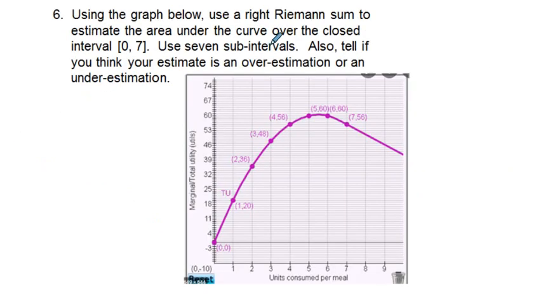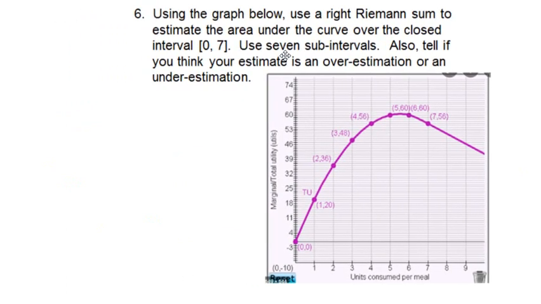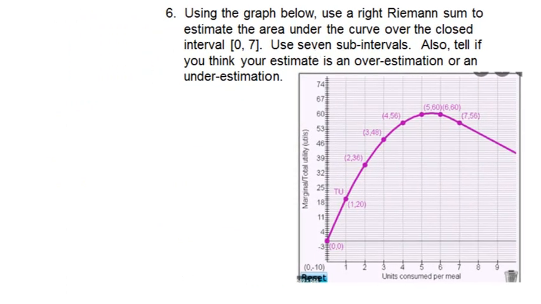Next, 6. Using the graph below, use a right Riemann sum to estimate the area under the curve over the closed interval from 0 to 7. Use 7 subintervals. Also tell if you think the estimate is an overestimation or an underestimation. So I'm going to go ahead and just move this over here to leave more room on the left side.